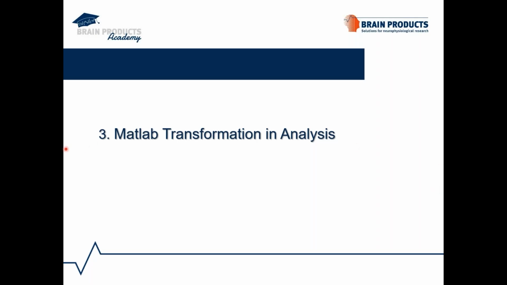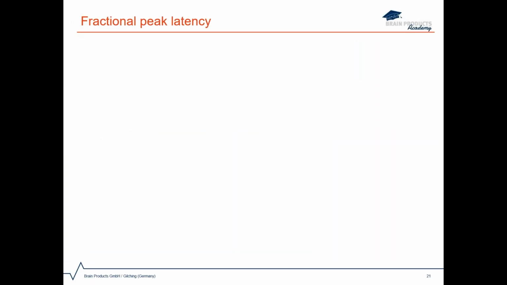So that was about using Matlab transformation for pre-processing. Now we will move the focus towards adding data analysis methods using the transformation. In the final steps of ERP data analysis, you will need to quantify the amplitudes or latencies of the ERP components. These values will then go into your statistical analysis. There are many approaches that can be used for quantifying ERP components, but let's talk about two latency measures. The first one is fractional peak latency.